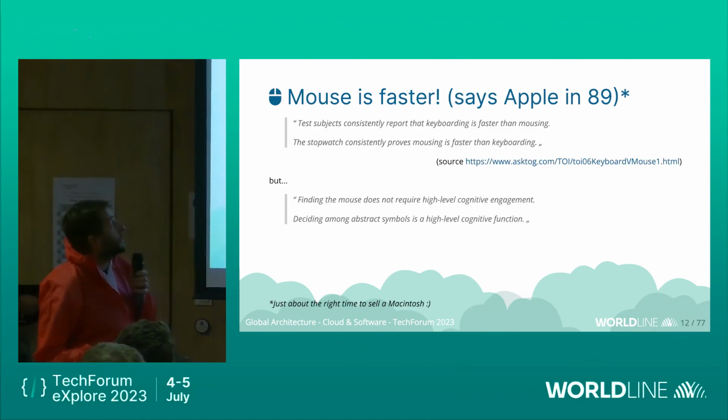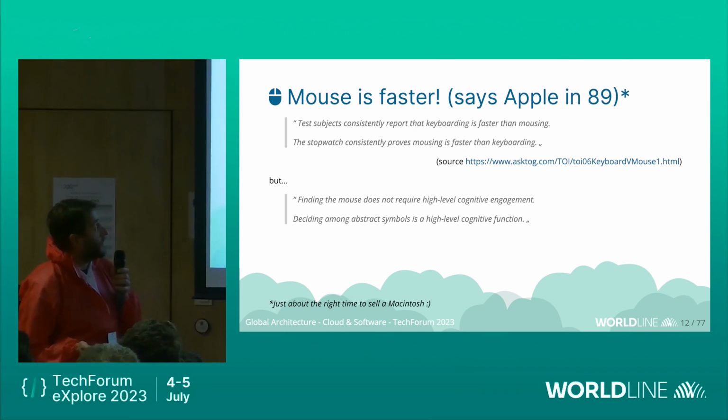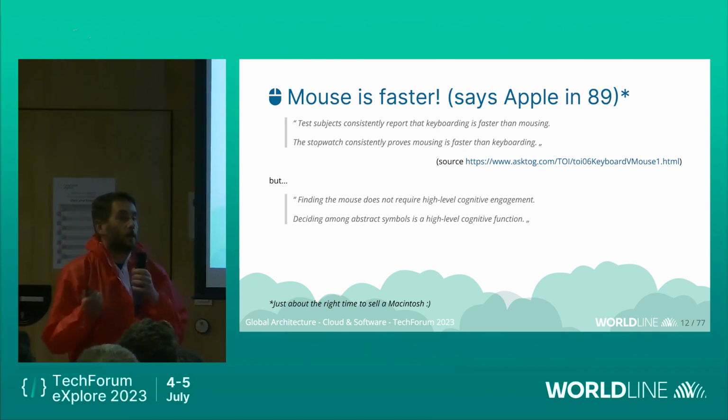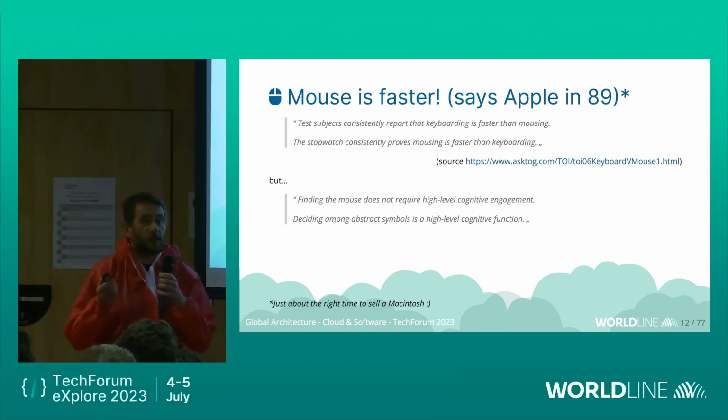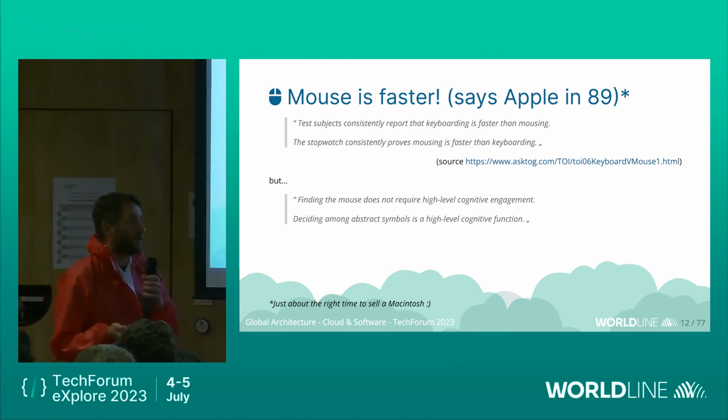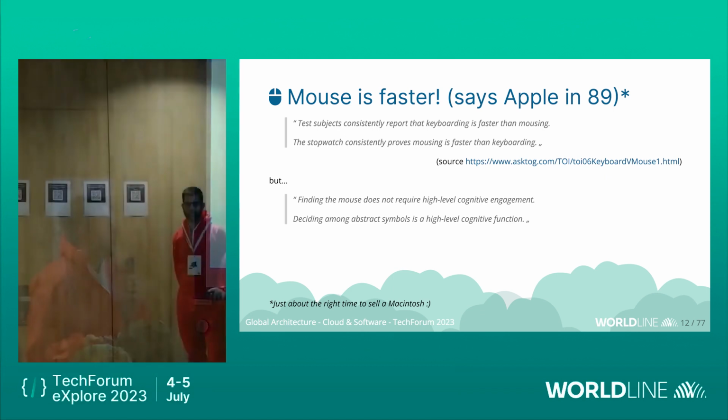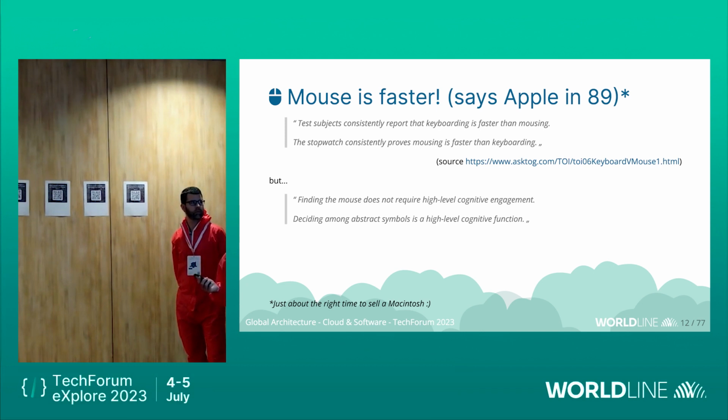The first scientific paper that we can find goes back to 1989. It was by Apple back then, and it basically says that each and every one of you thinks he's faster using the keyboard. But in fact, each and every one of you is slower using the keyboard and faster using the mouse. But there is a twist here. This was to support the sale of Macintosh. Okay? Back in the days, Apple wanted to sell mouse. So they built a study that showed that the mouse was faster.